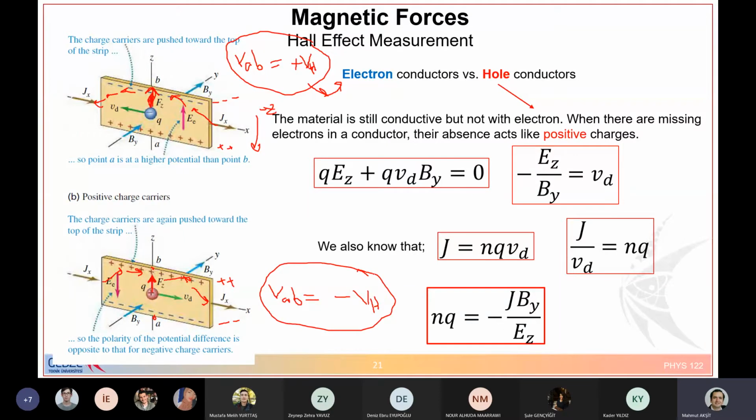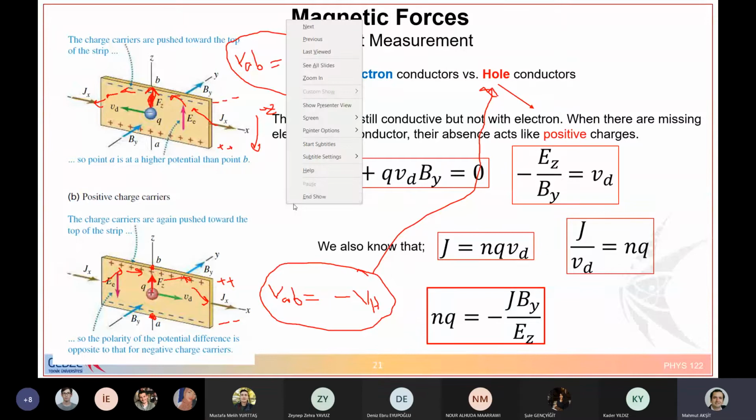Okay, this is for holes. This is how you know if the charge carrying particles in a conductor are electrons or holes. If the voltage drop here, for example, between VAB is positive, then you know that conductor is conducting with electrons. If the voltage drop between A and B is negative, then you know that it's conducting with holes. This is a very important information, especially for electronics engineers and material scientists.